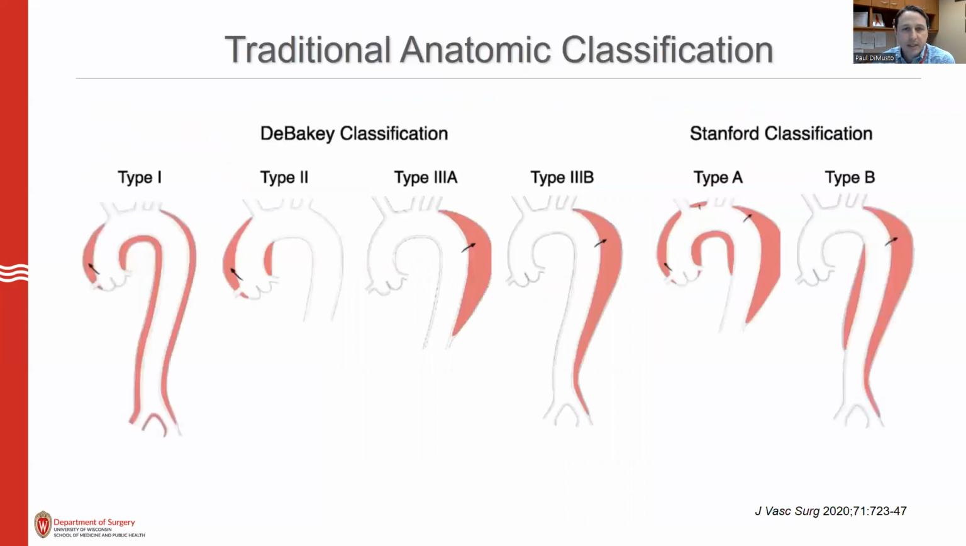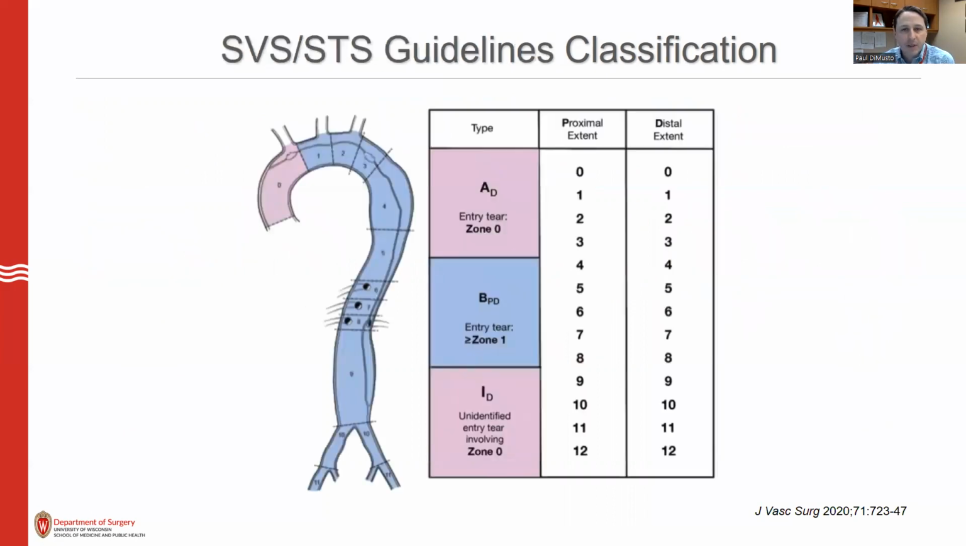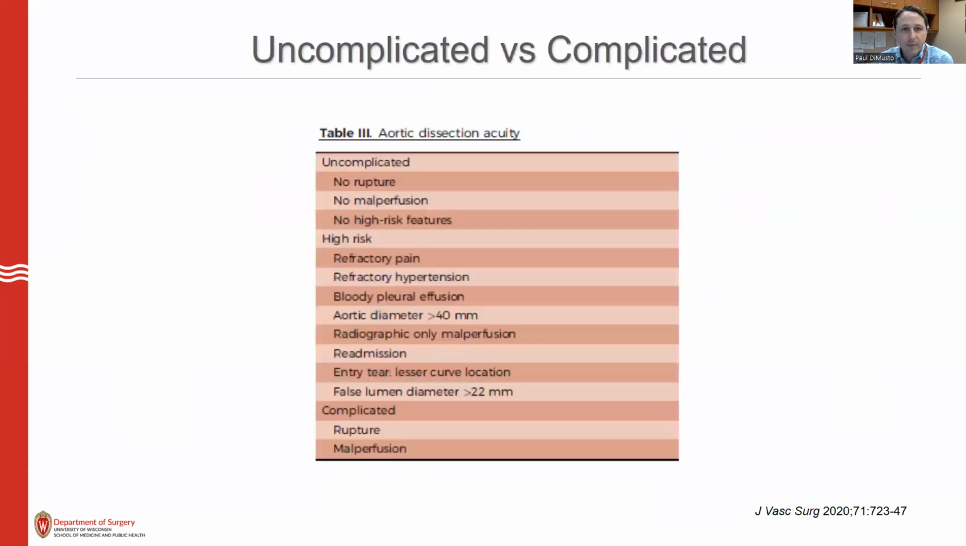Now, traditionally, we classified the anatomy of a dissection based on either the DeBakey or Stanford classifications. However, in 2020, the SVS came out with updated guidelines that allow us to have more precise definitions of where the entry tear is and the extent of aorta involved. The reference to this publication is here at the bottom of the slide. In these guidelines, there's also a nice definition of what is uncomplicated versus complicated.